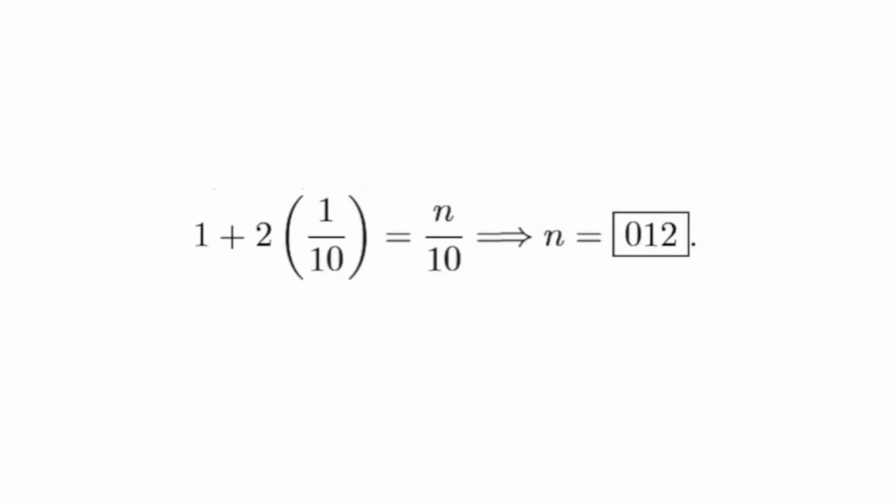Now remember, from the first expression we know that sine x times cosine x is equal to 1/10. So what we have is 1 plus 2 times 1/10 equals n over 10. So now we have 1 plus 1/5 on the left, which is 6/5, equals n over 10. We multiply both sides by 10, and we get that n equals 12.